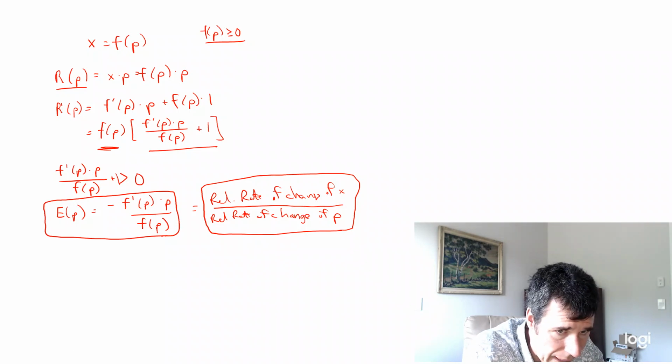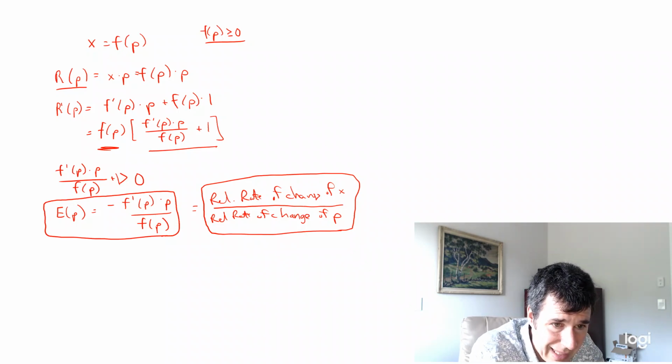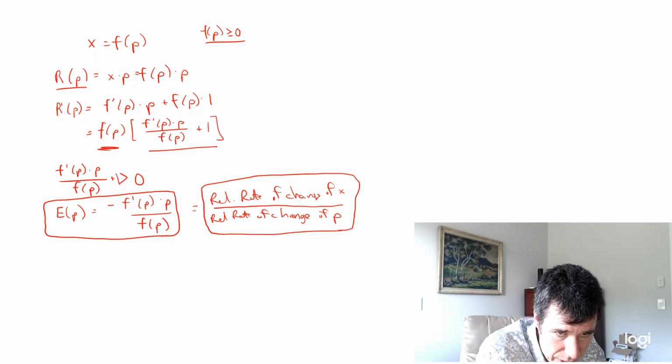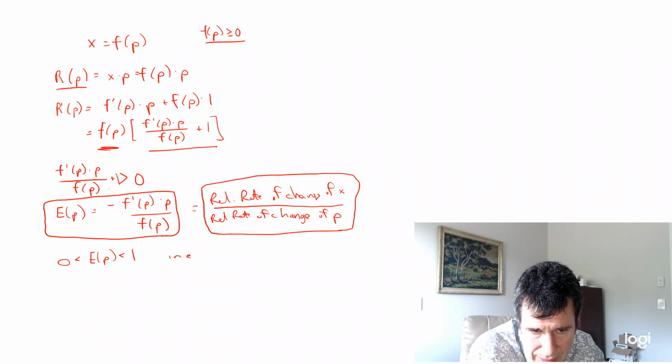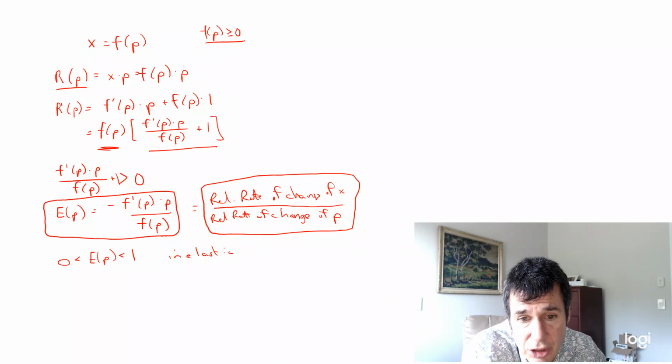Now, we've got this minus sign in here. So if elasticity of demand, which is this minus this quantity, which shows up here, if elasticity of demand, we assume it's bigger than 0, is less than 1, you say prices are inelastic. If E of P is less than 1, then this quantity is positive. And that means that an increase in price is going to give rise to an increase in revenue.